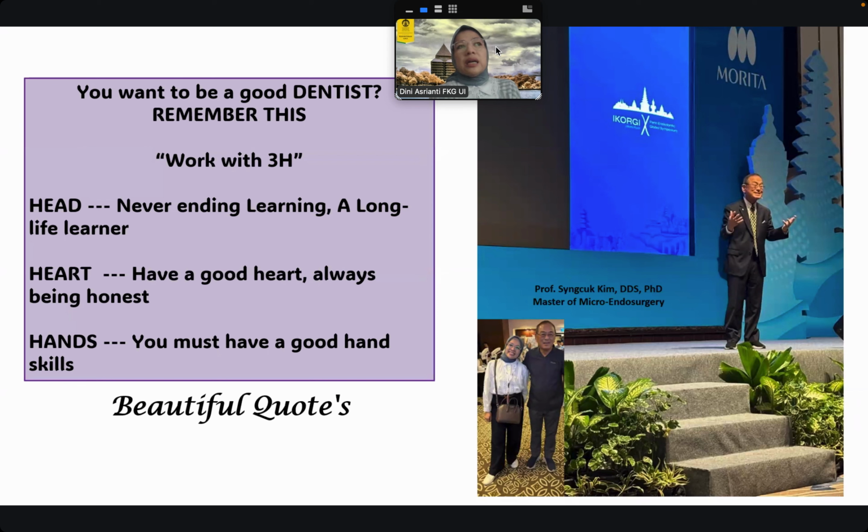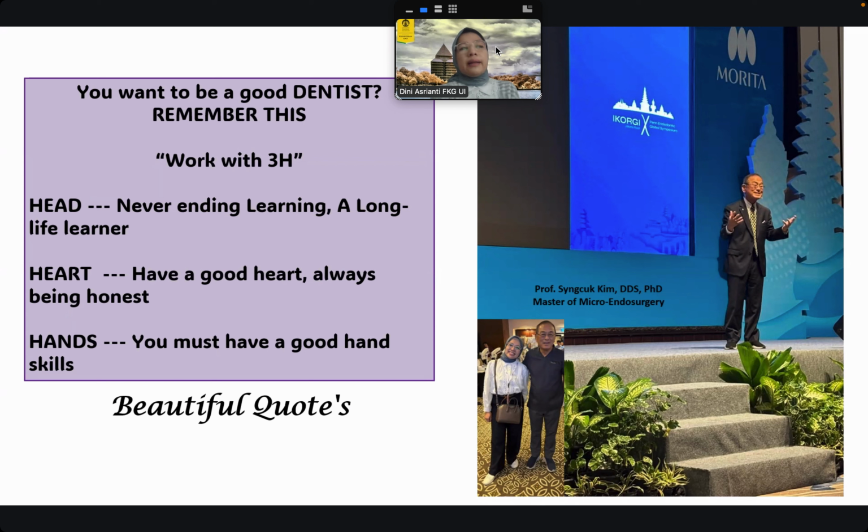Because if you want to be a good dentist, this is one of the beautiful quotes that Prof. Kim gave us during the lectures. If you want to be a good dentist, you have to work with 3H. What is 3H? The head, the heart, and the hand. So I remind you to have a good attitude. You have to have a good heart to be a good dentist. Always be honest, honest with yourself, honest with others, and also honest with all the lecturers.